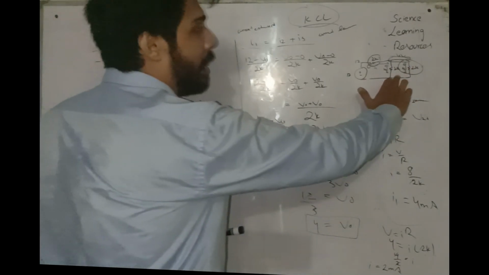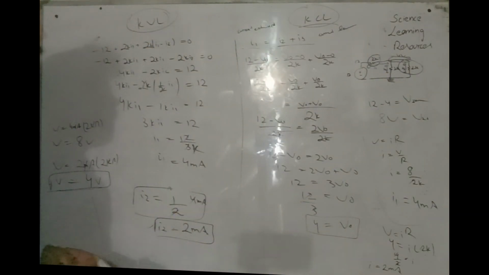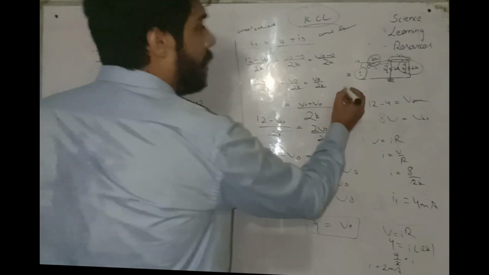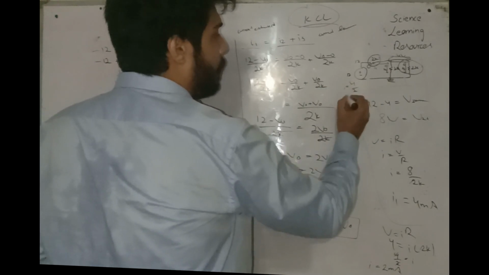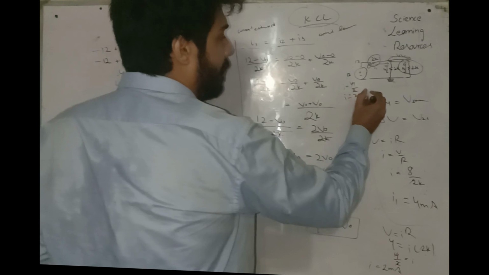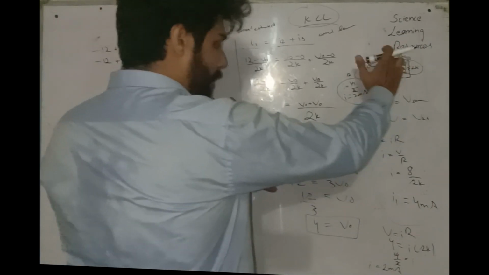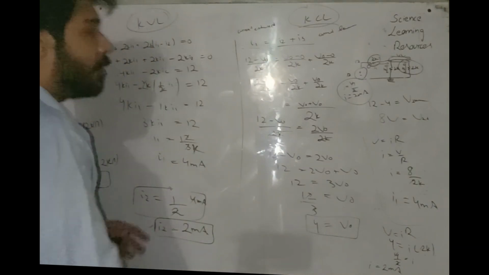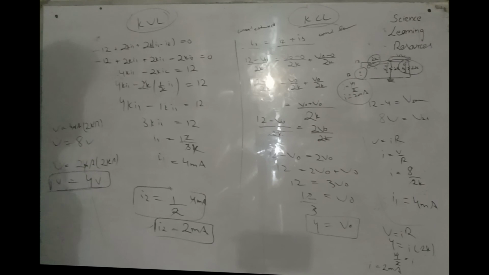If you want to calculate the current in this branch, then again V equals IR and I equals V by R. The voltage here is 4, so again we will have 2 milliamps. So 2 milliamps here, 2 milliamps here, and 4 milliamps here. By this you can solve your circuit analysis problem.